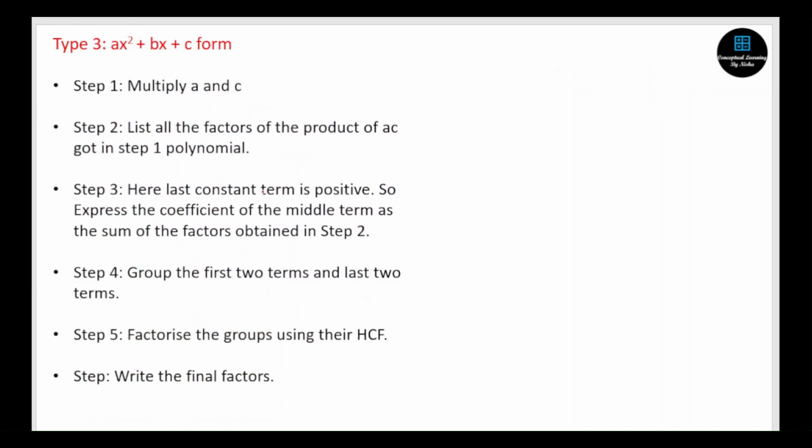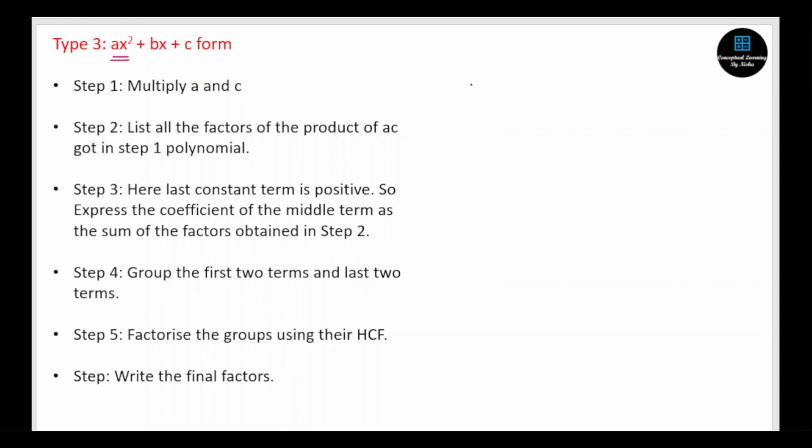Now, the third type. Here the coefficient of x square is not 1, it is other than 1. In the previous types the coefficient of x square was 1. So what extra do we have to do? We'll take one example.